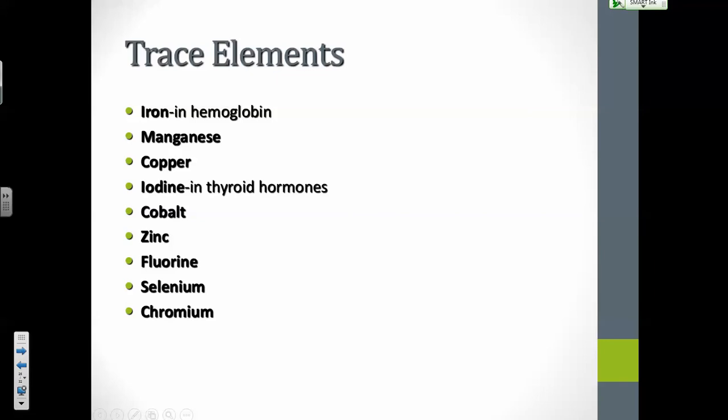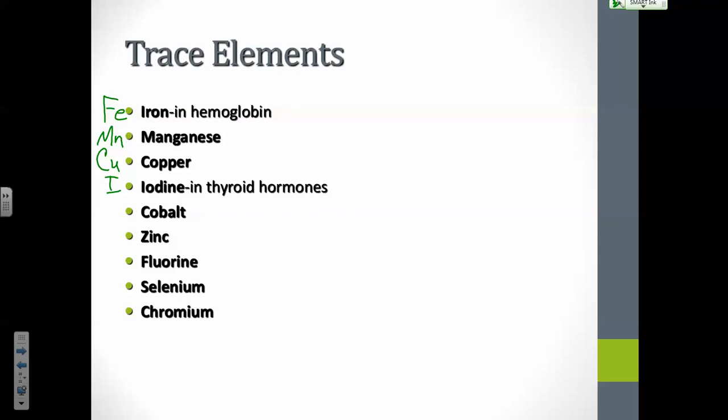Okay. Trace elements you need in less abundance than the major minerals. Some of these will surprise you that you need chromium and selenium and zinc. But again, I do want you to know that they are trace elements, and make sure you know the chemical symbol. It's just good to know these. Iron, you probably know, is Fe. Manganese is Mn. Copper is Cu. Iodine is I. We already learned that iodine's in your thyroid hormones.